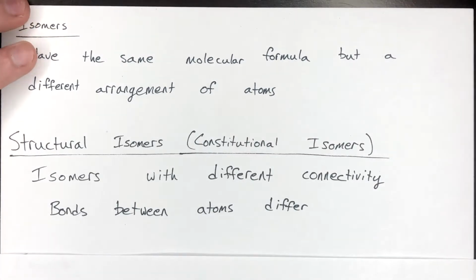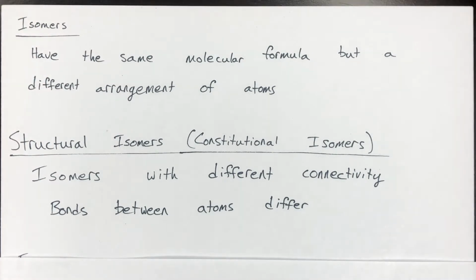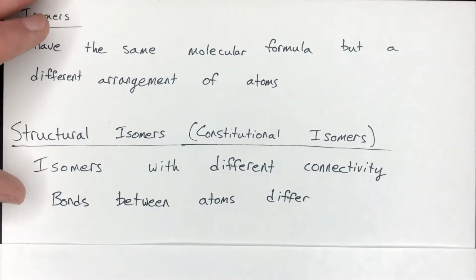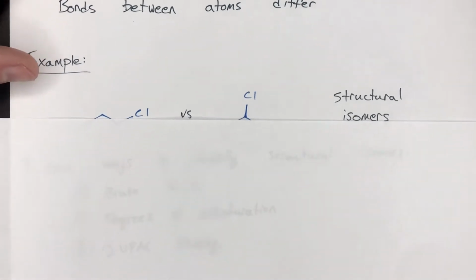Now, structural isomers in specific are a special type of isomers in which they have a different connectivity. What this connectivity term means is that the bonds between the atoms in the molecule are different. For instance, you could have a chlorine or some other halogen or heteroatom bound at a different carbon in your molecule. Let's say you have a chlorine bound at carbon 1 and a chlorine bound at carbon 2 in two different molecules. Those would be isomers of one another. And we'll look at an example like that right here.